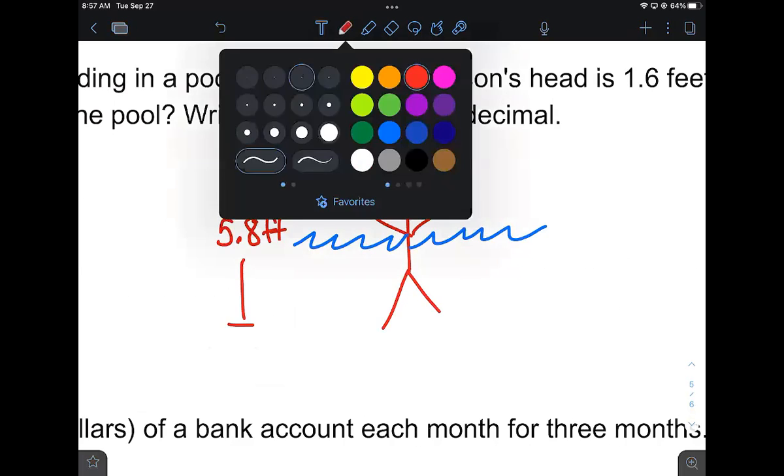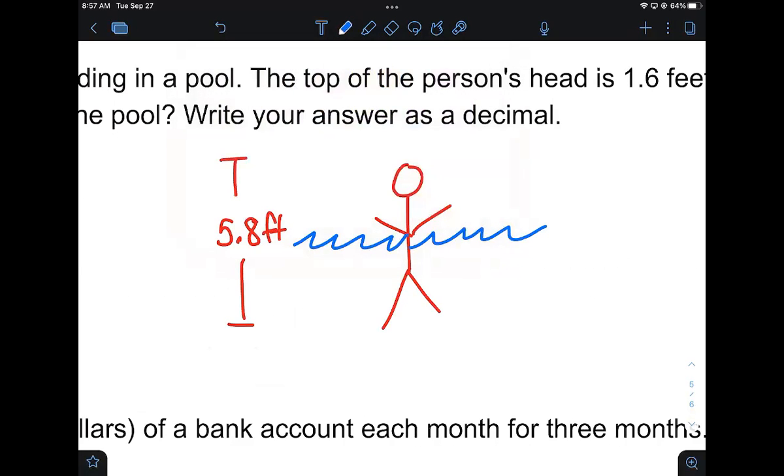We know that the top of their body is sticking out, so this is obviously not drawn to scale, 1.6 feet above the water. We have to find out how deep the pool is. Cash, what do I do?